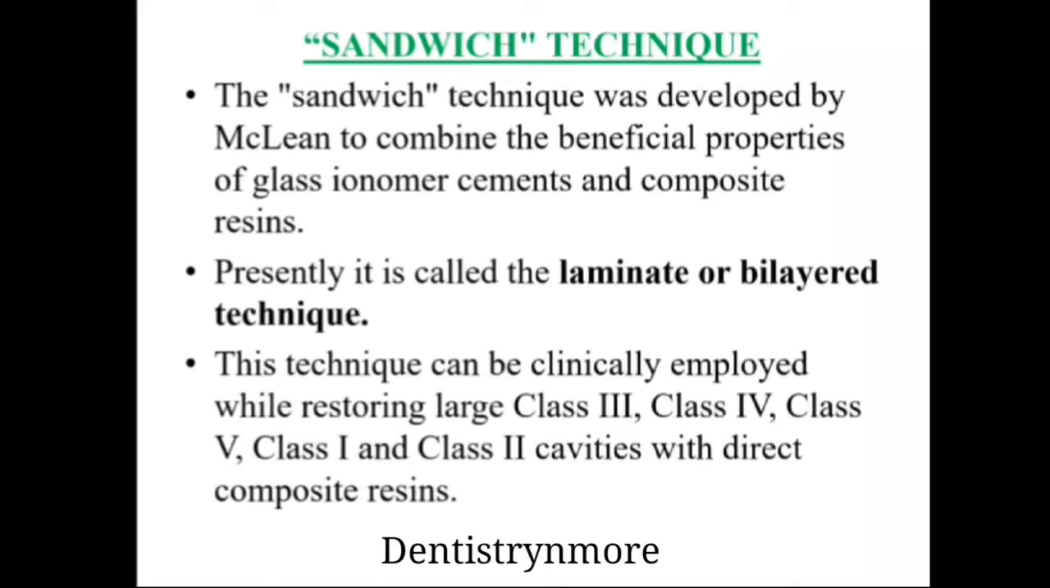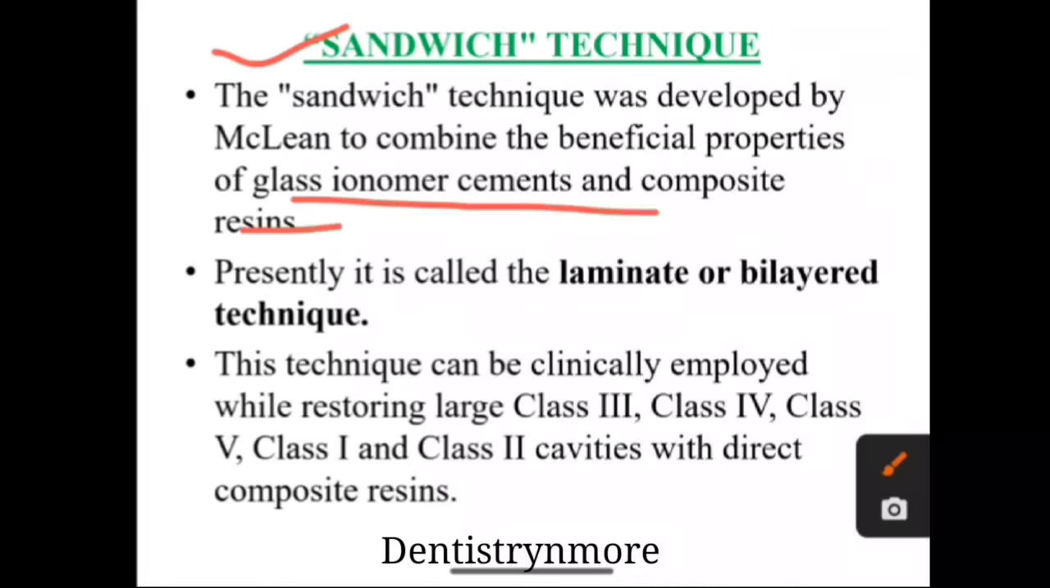Next one is a very important question, that is the sandwich technique. It was developed by McLean to combine the beneficial properties of glass ionomer cements and composite resins. Presently it is also called the laminate or bilayer technique. It is commonly used for restoring large class 3, 4 and 5, and also 1 and 2, with direct composite resins.